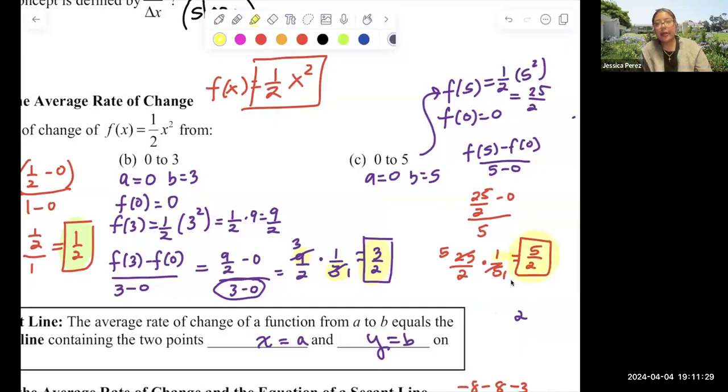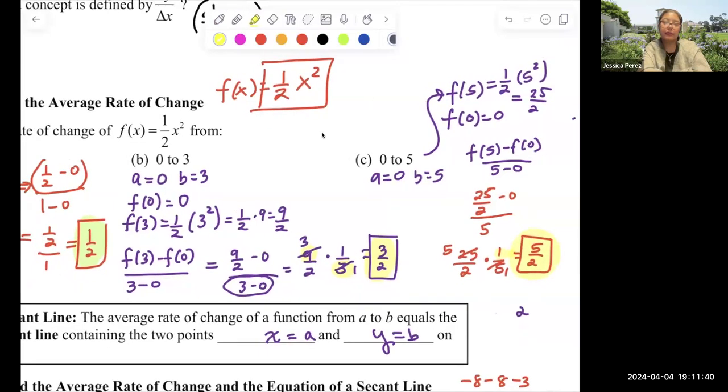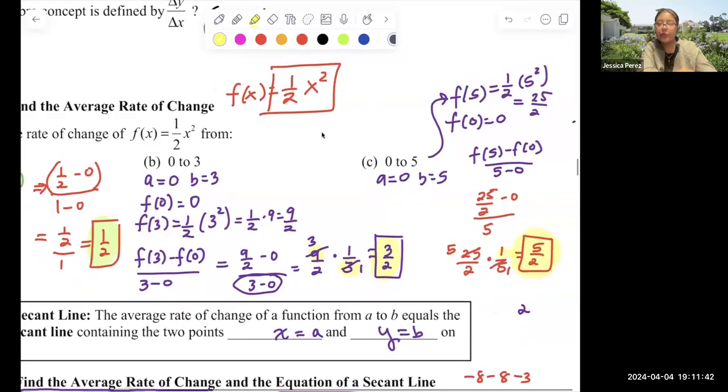Any questions on A, B, or C? This is called average rate of change. Average rate of change. Questions on this one? Okay.